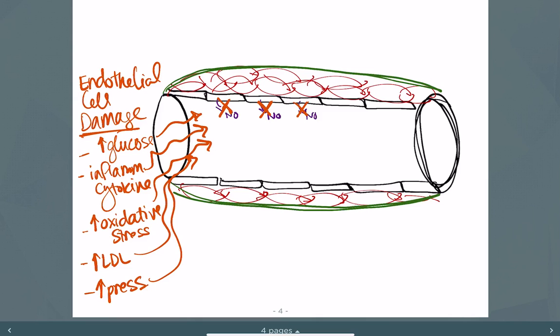So with the absence of nitric oxide and potentially the elevated amount of LDL in the blood, this LDL can work its way through and into the subendothelial region. When the LDL crosses the endothelial cells, it becomes oxidized. These are little oxidized LDL.